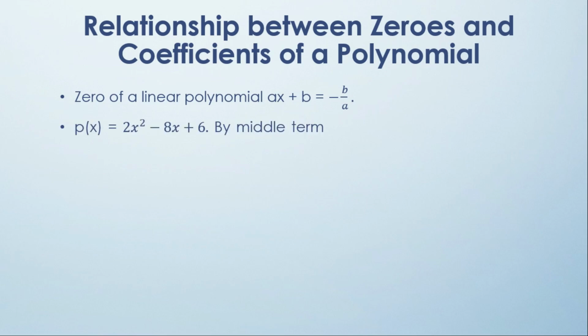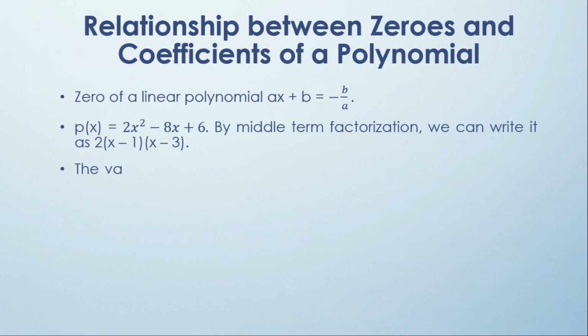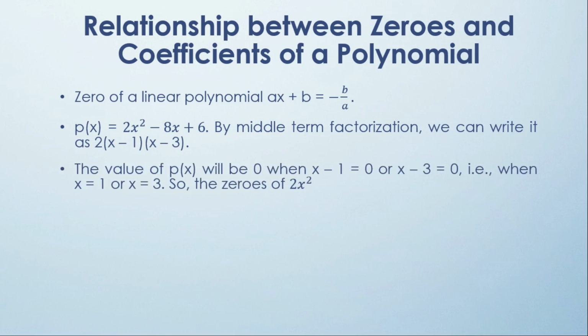Now consider a polynomial p of x, which is equal to 2x square minus 8x plus 6. Here by middle term factorization we can write it as 2 of x minus 1 into x minus 3. The value of p of x will be 0 when x minus 1 is equal to 0 or x minus 3 is equal to 0. That is when x is equal to 1 or x is equal to 3. So the zeros of 2x square minus 8x plus 6 are 1 and 3.